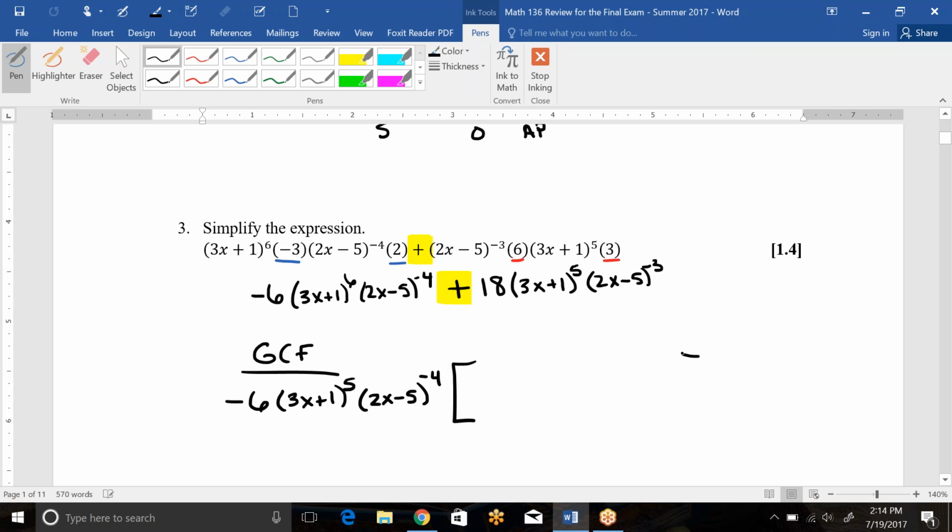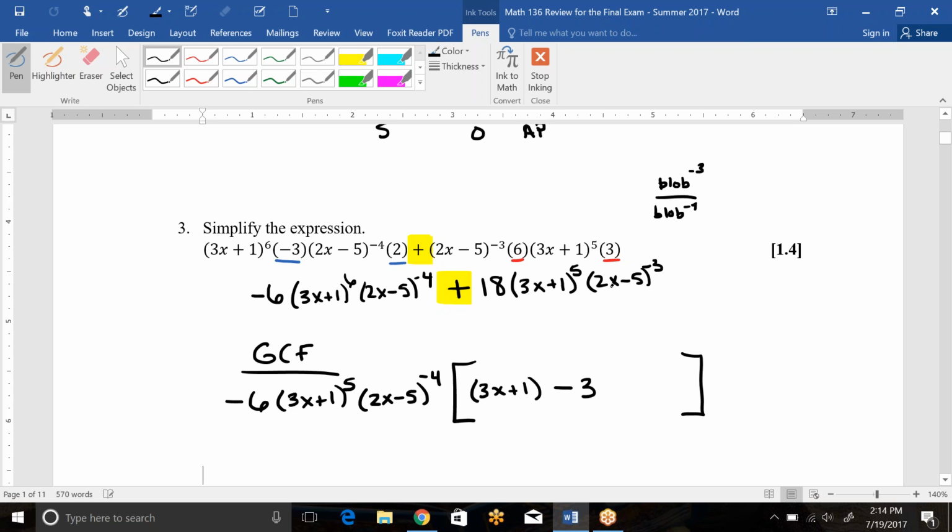Then we'll have a big bracket. This is going to be our leftovers. So negative 6 divided by itself would just be 1. We pulled out 5 of these, so we still have a 3x plus 1 to the first power. We pulled out all of the negative 4 here. 18 divided by negative 6 would be negative 3. And then we pulled out all 5 of these, so that's gone. And we pulled out negative 4, but we only had negative 3. When you pull it out, you're dividing. So think blob to the negative 3 power divided by blob to the negative 4 power.